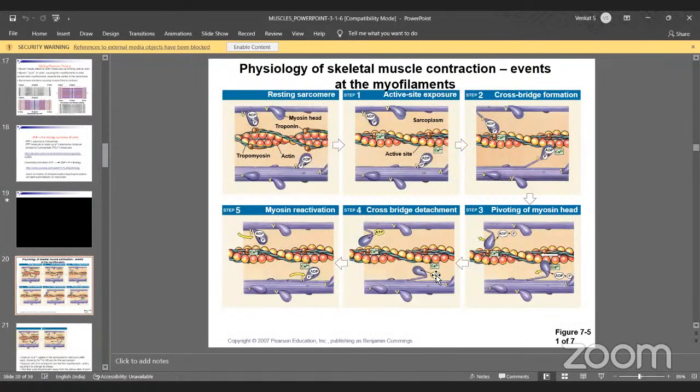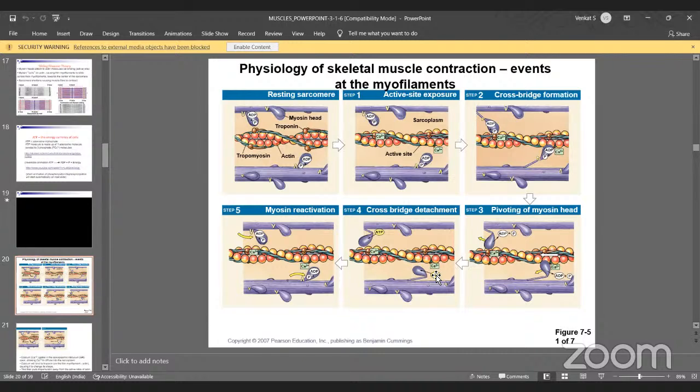The physiology is skeletal muscle contraction events at the microfilament. The first image shows the resting sarcomere, because the ADP and phosphate are released but not attaching to the tropomyosin. The ADP release and phosphate release give the energy, but the myosin heads and troponin heads are not communicating in this first image, because this is called the resting sarcomere.